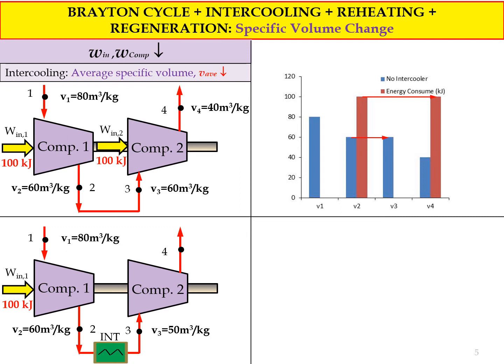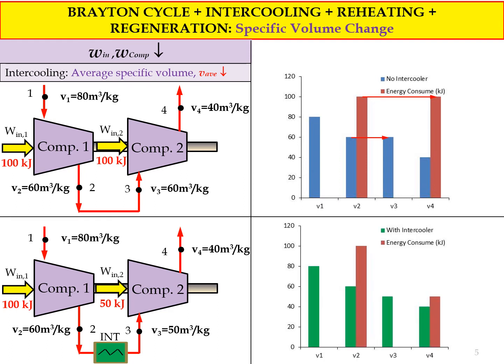The work applied is 100 kilojoule, and since there is an intercooler, the specific volume changes from 60 to 50 meter cube, and the output is 40 meter cube. The energy needed to compress in compressor 2 is 50 kilojoule, which is less than the energy needed in the process without intercooling. So in this case, you can see that we have a reduction in specific volume, and also a reduction in energy consumption.